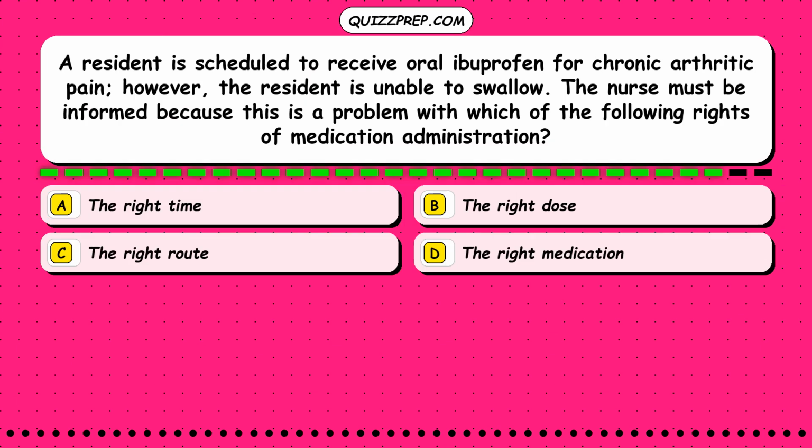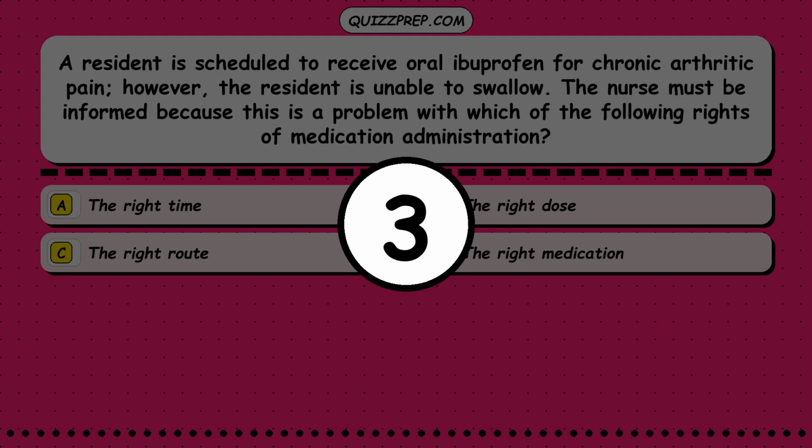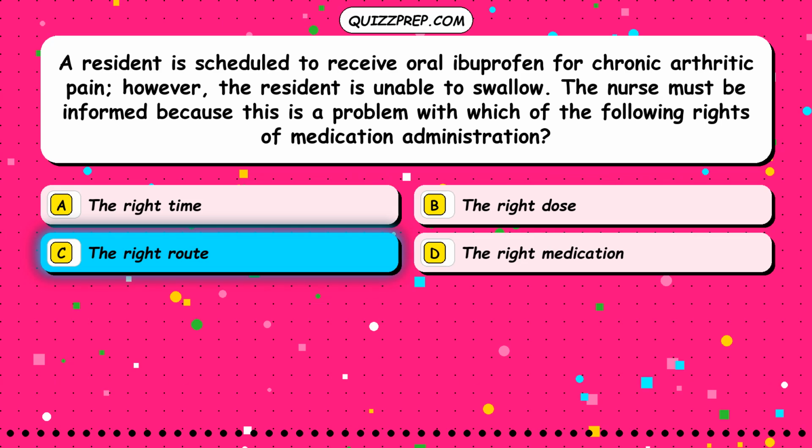Question 209. A resident is scheduled to receive oral ibuprofen for chronic arthritic pain, however, the resident is unable to swallow. The nurse must be informed because this is a problem with which of the following rights of medication administration? Option A, the right time. Option B, the right dose. Option C, the right route. Option D, the right medication. The correct answer is option C, the right route.